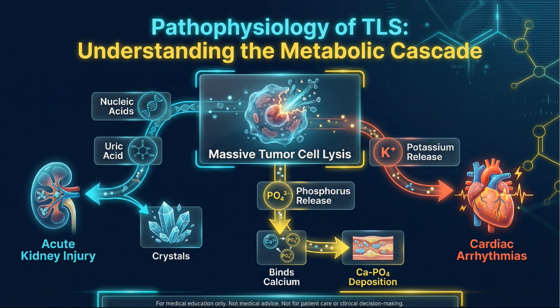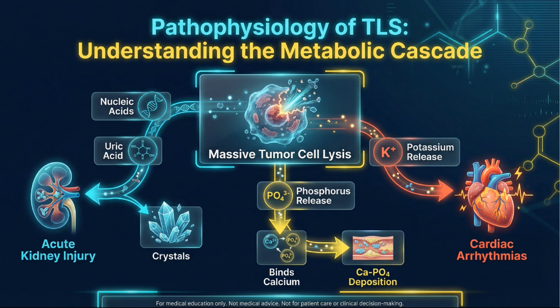Let's take a closer look at the pathophysiology to understand the metabolic cascade that occurs in TLS. When tumor cells lyse, they release their contents, triggering three major pathological pathways. First, the breakdown of nucleic acids leads to a surge in uric acid production. These nucleic acids are catabolized into hypoxanthine, then xanthine, and finally uric acid. Uric acid is poorly soluble, especially in the acidic environment of the distal renal tubules. When its concentration rises, it precipitates into crystals, which can obstruct the tubules and lead to acute kidney injury.